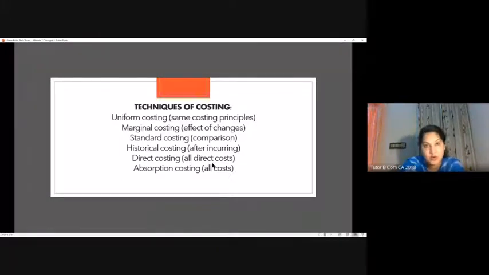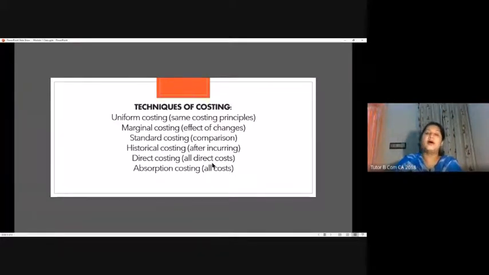So when a cost is already incurred, you know that this is how it is operating. Then you incorporate what are the changes in the present condition, and then you decide upon what can be the future possibilities of cost structure. That's all about historical costing.